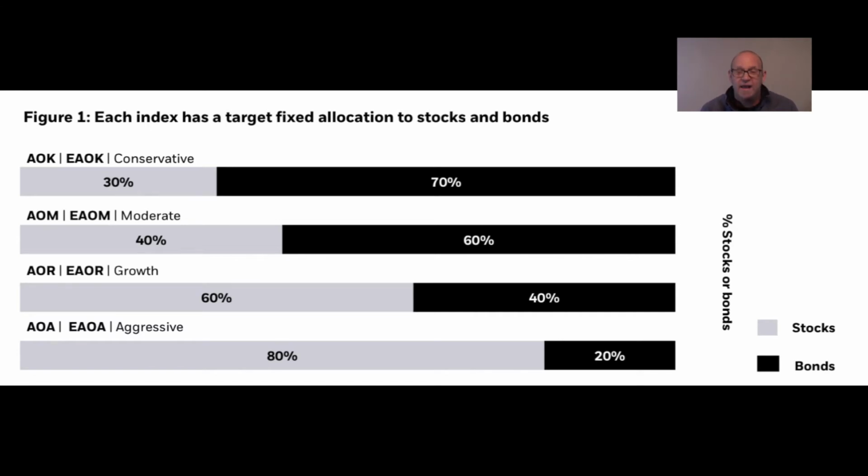If we take a look at AOM, which is the moderate asset allocation, we find that it has only 40% in stocks and again 60% in bonds. In the growth model, AOR, you have 60% in stocks and 40% in bonds. That's still pretty conservative in this day and age, being that bonds really aren't yielding anything. And the aggressive model, ticker AOA, is 80% in stocks and 20% in bonds.